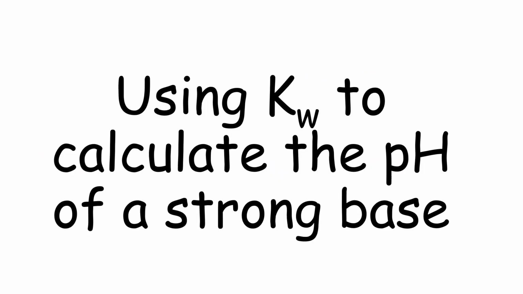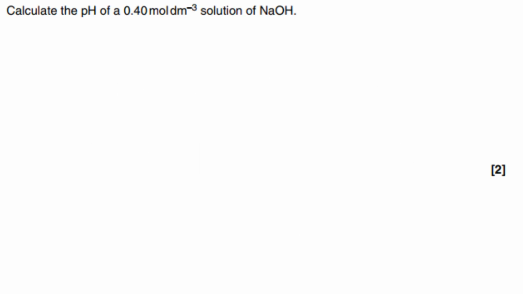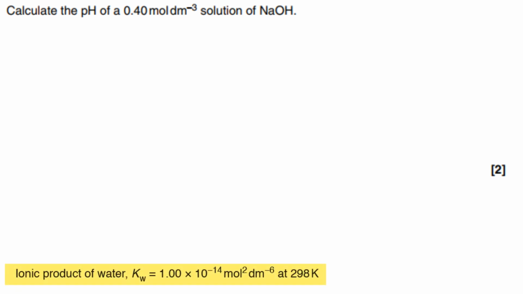The final question we're going to look at is using Kw to calculate the pH of a strong base. So it's 2 marks and they want you to calculate the pH of 0.4 mol per dm³ solution of sodium hydroxide. So where do you start? Well, the ionic product of water is a good place to begin because that's found on the data sheet.